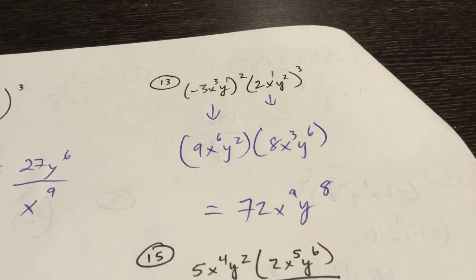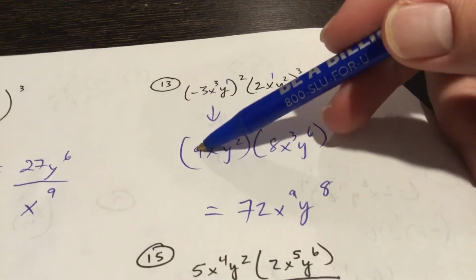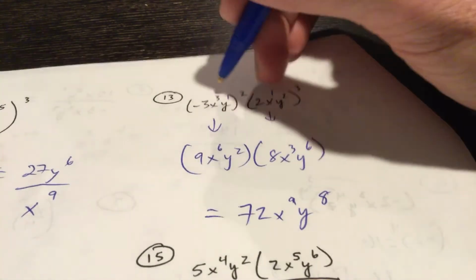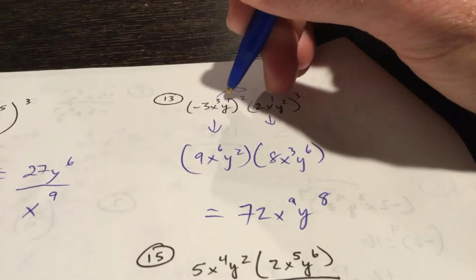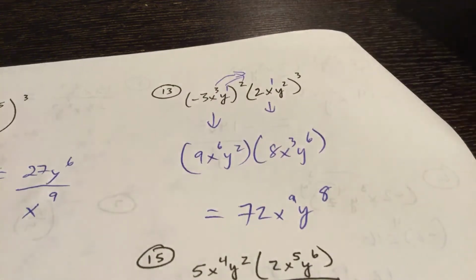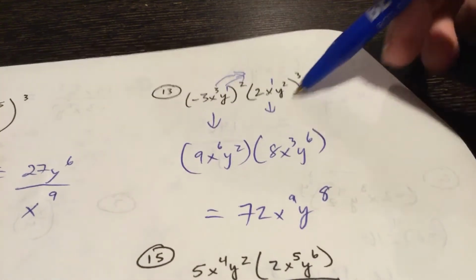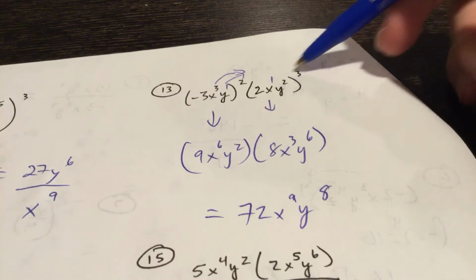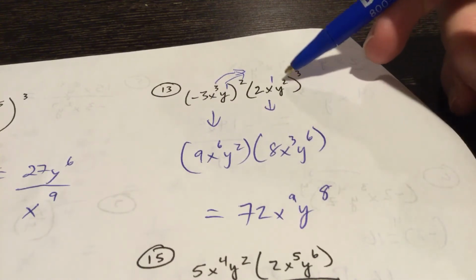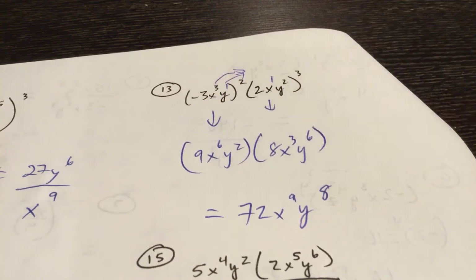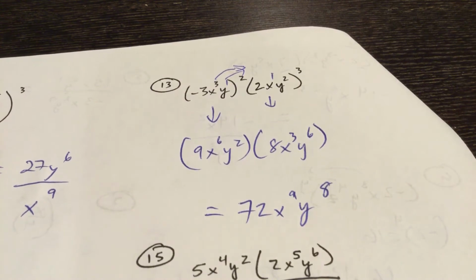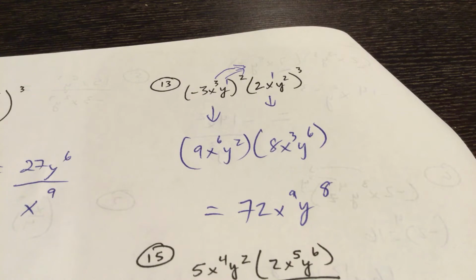13. I'm going to take negative 3 and square it. I get 9. Then I have a power to a power, so I multiply the powers. That's x to the 6th, y squared. 2 to the third is 8. X to the 1 times 3, third. Y to the 2 times 3, 6. Then I multiply 9 times 8, and I add the exponents. X to the 6 plus 3 is 9th. Y to the 2 plus 6. Y to the 8th. That is exponent rule number 1.